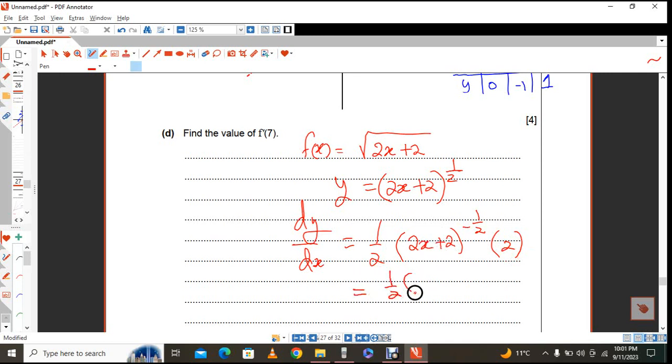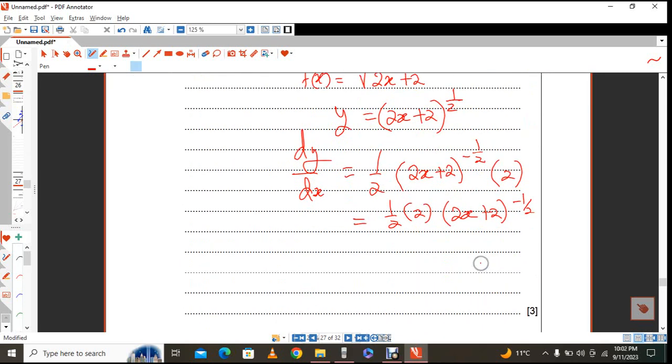A half times 2 times (2x plus 2) all raised to the power of negative a half. Of course, those two cancel. Then this gives me that the derivative is nothing but 1 over (2x plus 2), all raised to the power of a half.